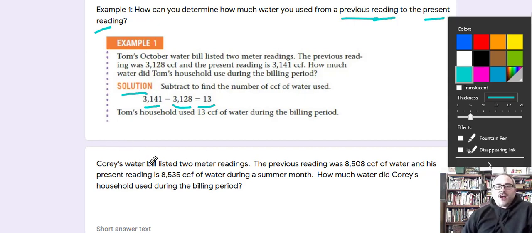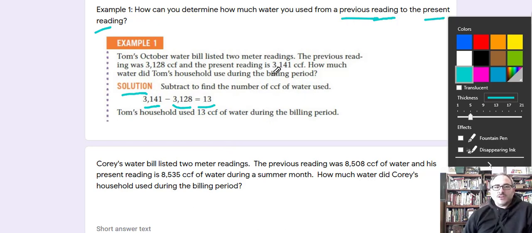Corey's water bill listed two meter readings, just like Tom's. The previous reading was 8,508 cubic feet of water, and his present reading is 8,535 ccf of water during a summer month. How much water did Corey's household use during the billing period? All right, I want you to look at that previous problem to figure out how to solve this.